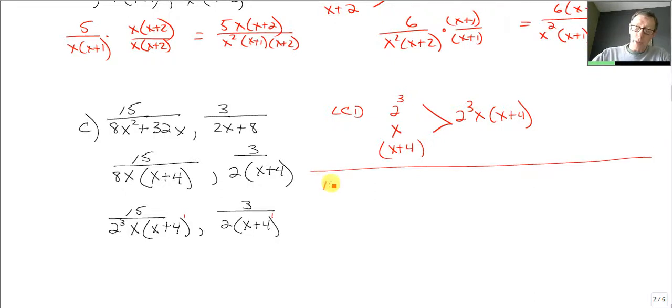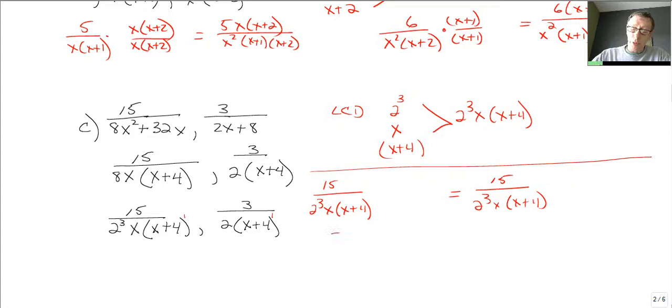So let's change all these terms into new terms. My original term was 15 all over 8. Let's use the factored form: 2 cubed x over x plus 4. It's going to become a new equivalent fraction with a denominator of 2 cubed x times x plus 4. So the 2 cubed is in the new denominator, we have x, and so is x plus 4. So there's really nothing that needs to be multiplied by that term.